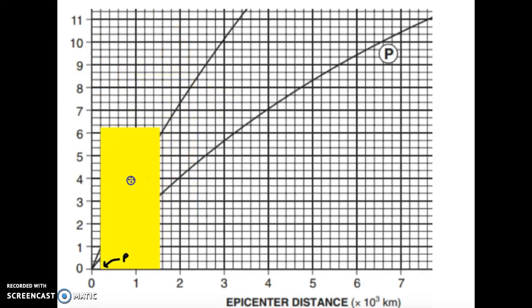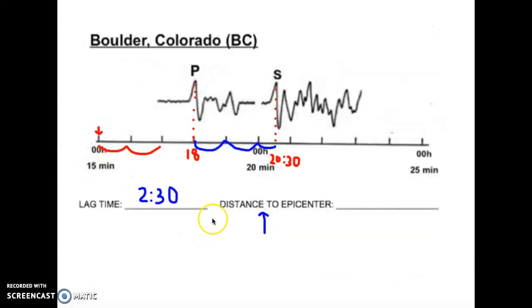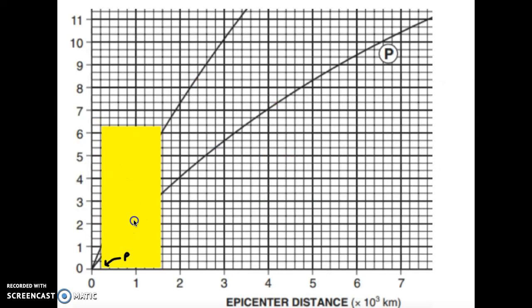Step one that we need to do is look back and remember that our lag time was 2 minutes and 30 seconds. So I'm going to start by putting the paper in the corner, and I'm going to leave some space so that I can see all of these lines. Then I'm going to mark where 2 minutes and 30 seconds would be. So if I look at this paper, this is 2 minutes and this is 3 minutes.